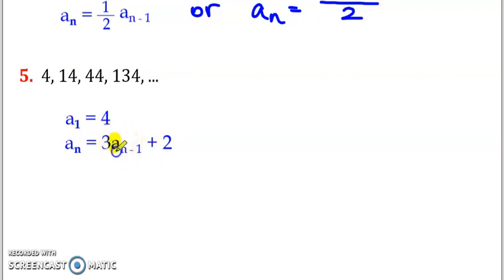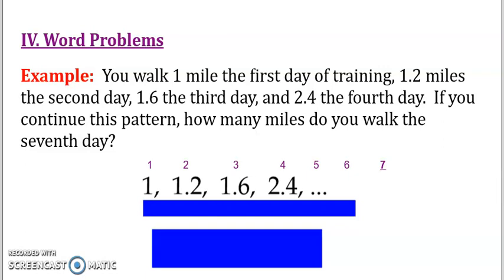Remember, a sub n minus 1 refers to our previous term. So what are you doing to your previous term to get to the next one? All right, now let's take a look at a word problem.